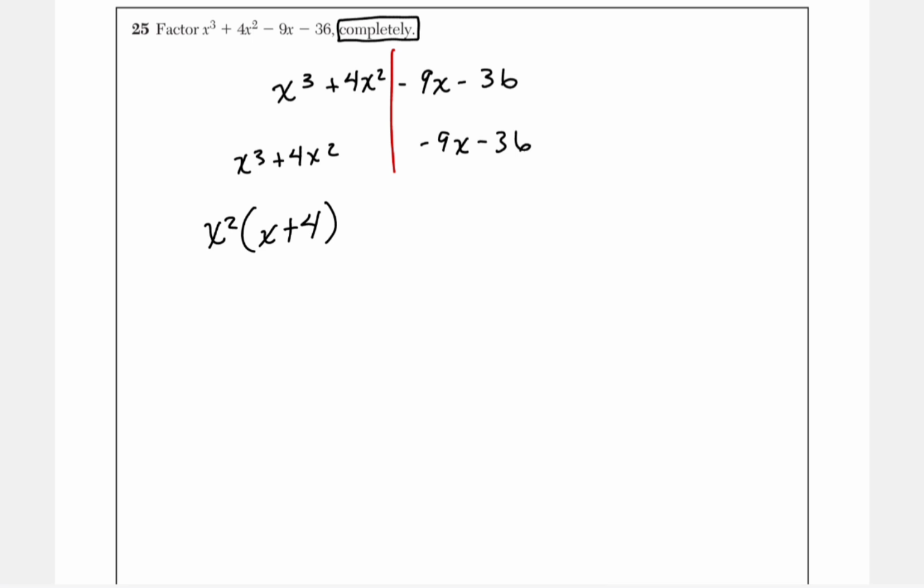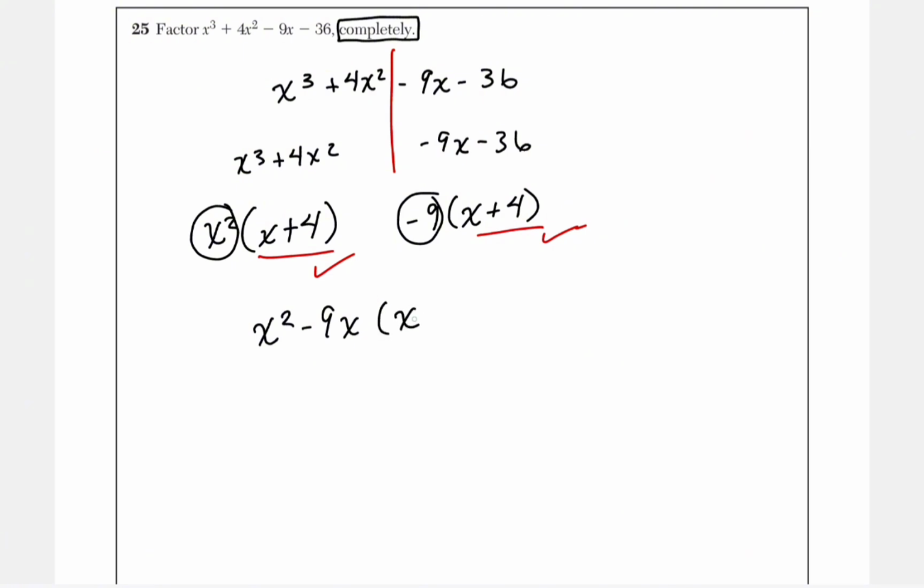The next part says negative 9x minus 36. What do they have in common? Well, I can factor out a negative 9. Negative 9 times x would give me negative 9x. Negative 9 times 4 is going to give me negative 36. Now I have these two parentheses in common, and that's a good sign because that means my factoring by grouping works. So I'm going to have x squared minus 9, and I'm going to have x plus 4. They're the same, so we just write it once.